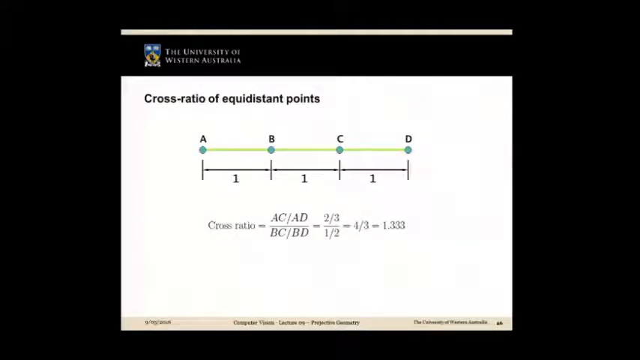Now, cross ratio of equidistance points, how will you calculate that? So you have 4 points A, B, C, and D at equal distance. You take point A as your reference point, and you measure the distance from A to C and A to D, and you take the ratio. And then you take point B as your reference point. You measure the distance from B to C and B to D, and you take the ratio. And then next you take the ratio of the ratios, which is the cross ratio. That gives you some value.